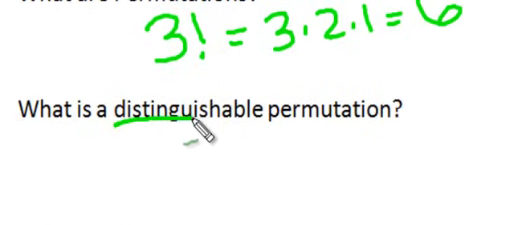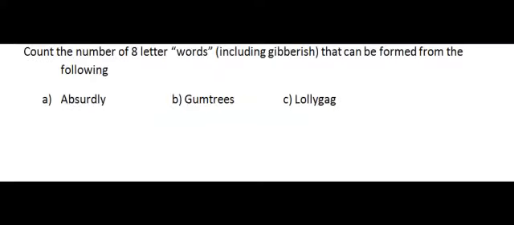What are distinguishable permutations? That would be permutations that can be distinguished from each other, permutations that are totally different. If we count the number of 8-letter words, including gibberish, that can be formed from the following, we are counting distinguishable permutations, all the different permutations of those 8 letters. So we'll look first at the word absurdly. Absurdly has 8 different letters: A, B, S, U, R, D, L, Y.